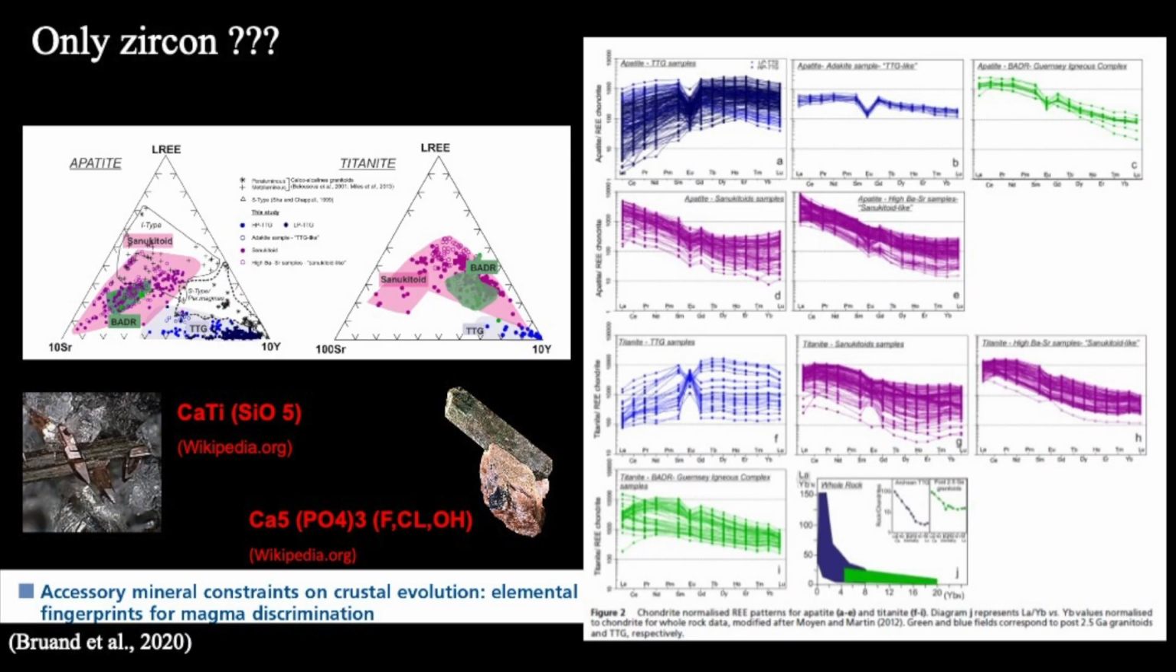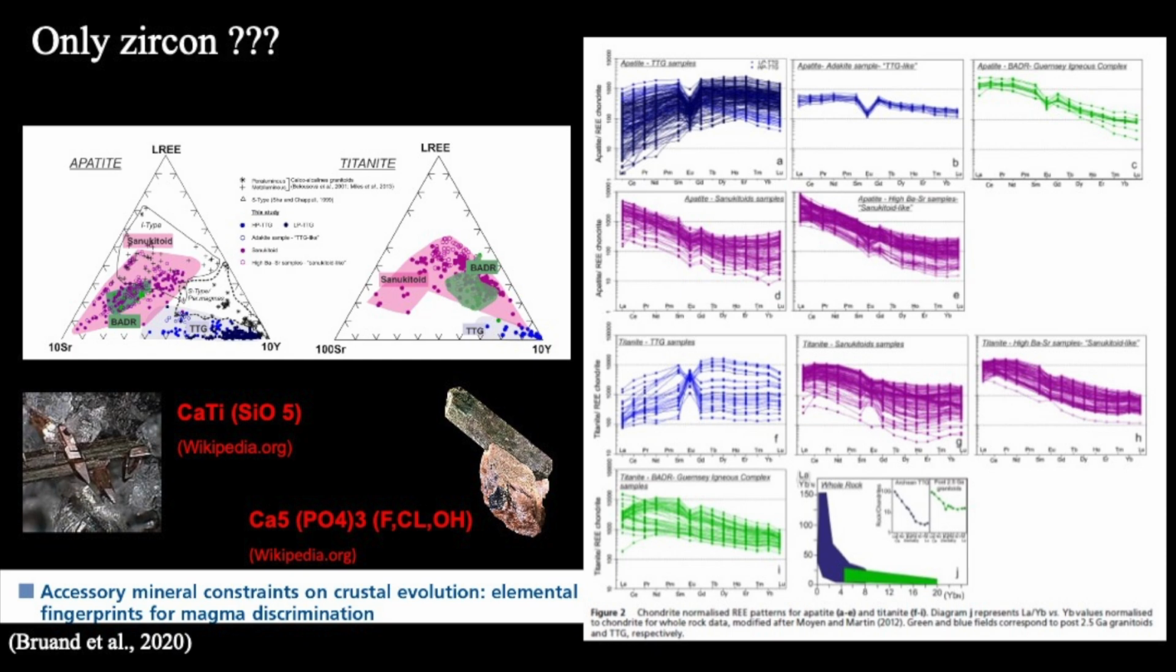Okay, that was enough about models. Probably I killed you with models. I want to tell you there was a lot said about zircons, but we also use other accessory minerals, and two of them are important, namely titanite, calcium titanium silicate, and apatite, calcium phosphate.